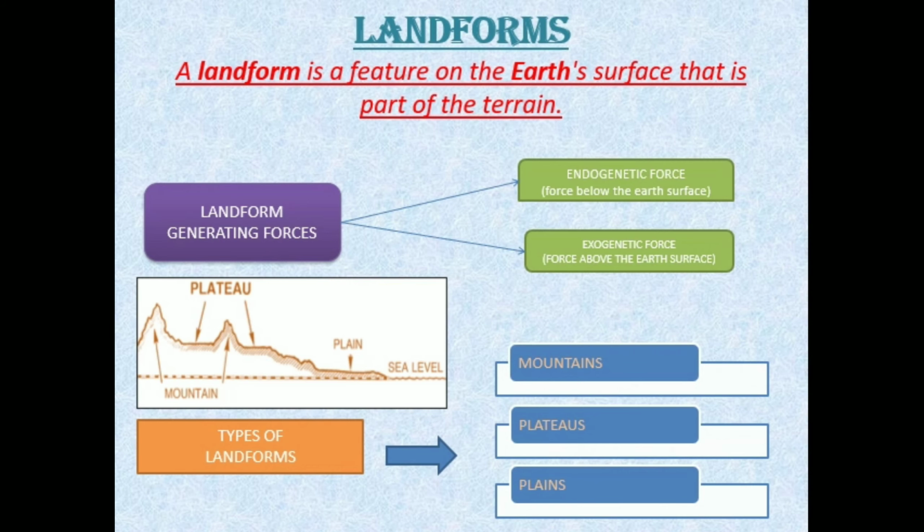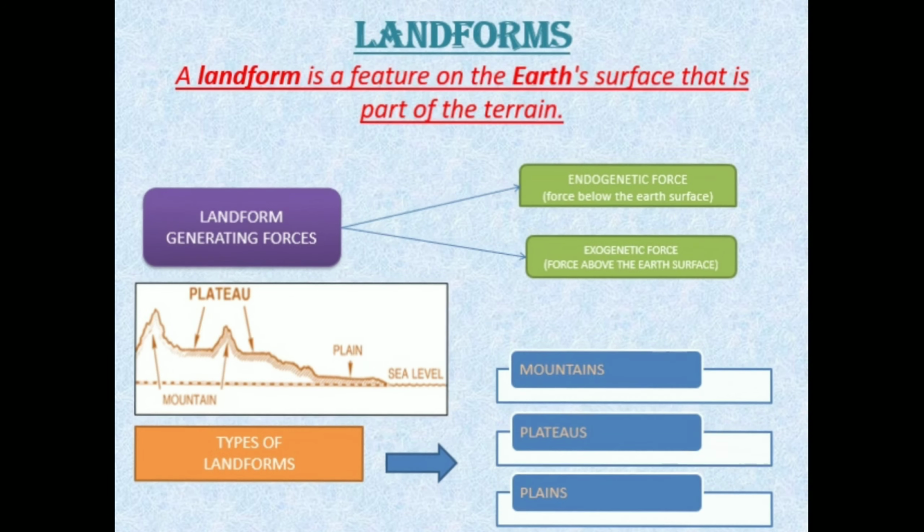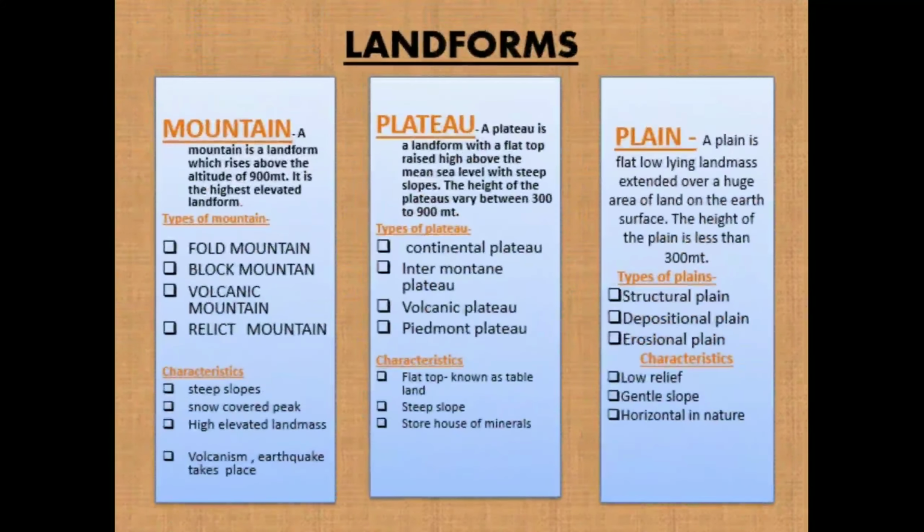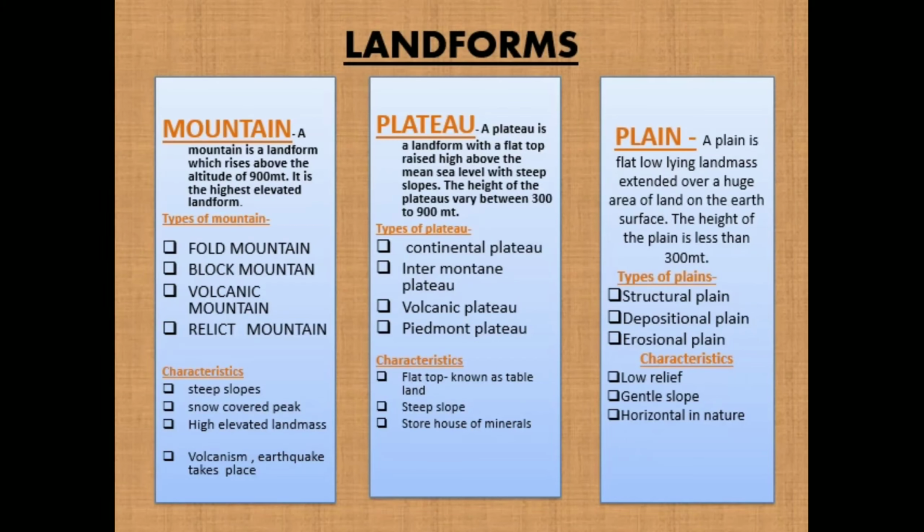Types of landforms. There are three types of landforms: mountain, plateaus and plains. Now let's learn about all these landforms. Mountain. A mountain is a landform which rises above the altitude of 900 meters. It is the highest elevated landform. The types of mountain: fold mountain, block mountain, volcanic mountain, relict mountain.